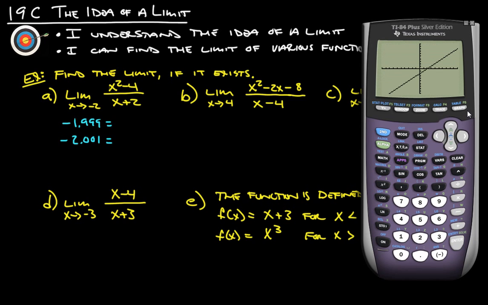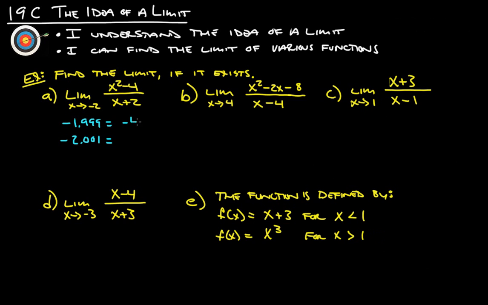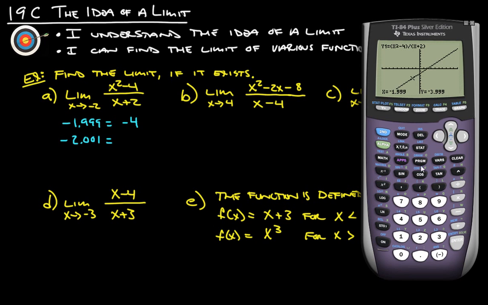Let's see, we get this line here. But really what I wanted to do is just plug in values. So if you remember, we do second calculate, and then value. We want to know when x equals -1.999. And when x equals -1.999, y is -4. Okay, so as we're approaching -2, -1.999, that's actually from the positive side, we go to -4.